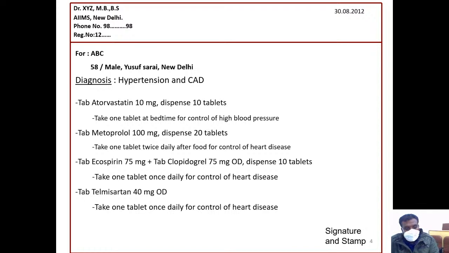Then we have also addressed the angina pectoris. To prevent the recurrent episodes, we are decreasing the workload of the heart, and we are decreasing the heart rate by giving metoprolol. Metoprolol takes care of the tachycardia and cardiac workload and oxygen demand to the heart, and we are also giving antiplatelet action, ecosprin and clopidogrel to prevent further recurrent episodes of angina pectoris.